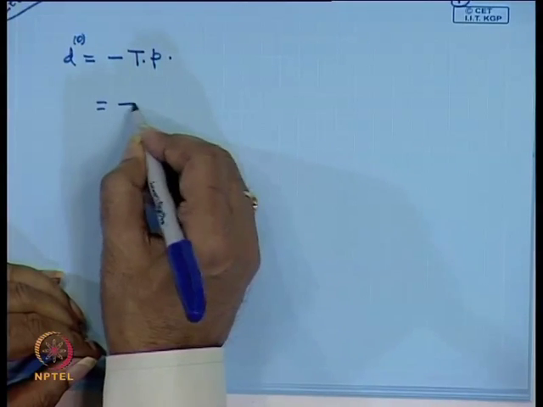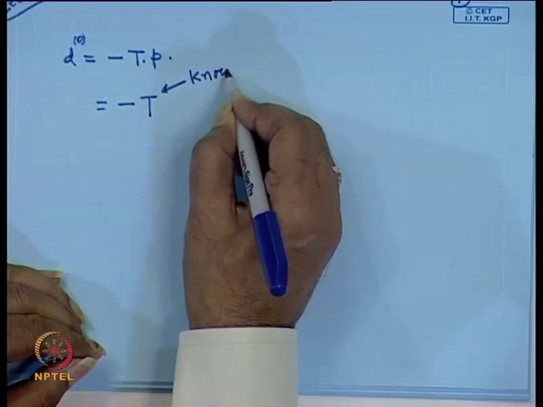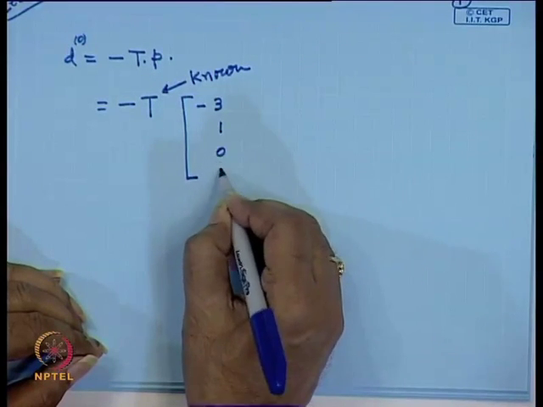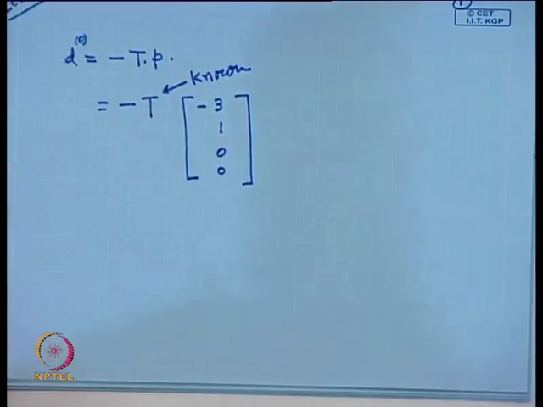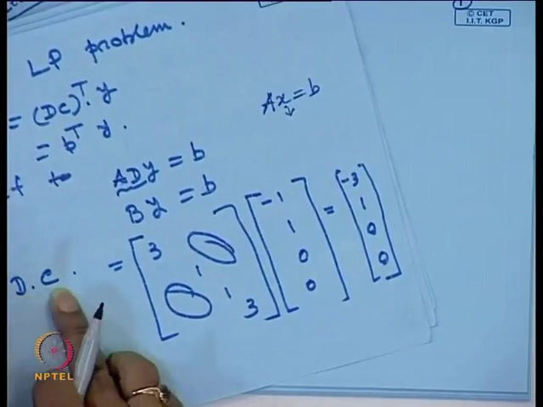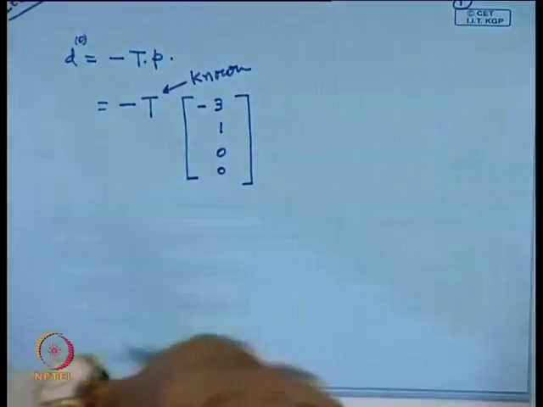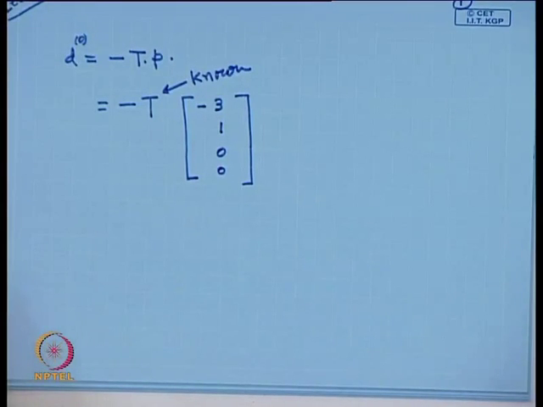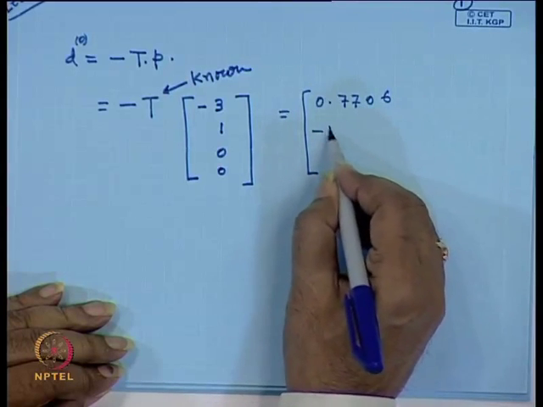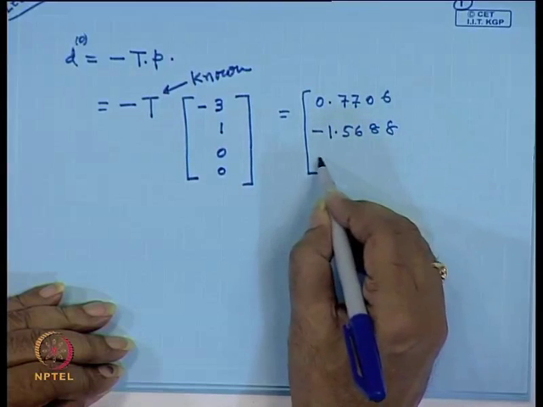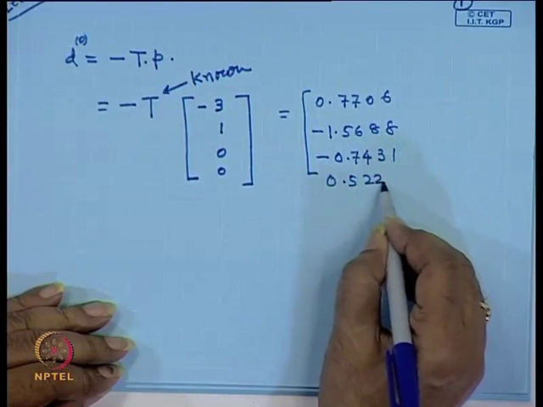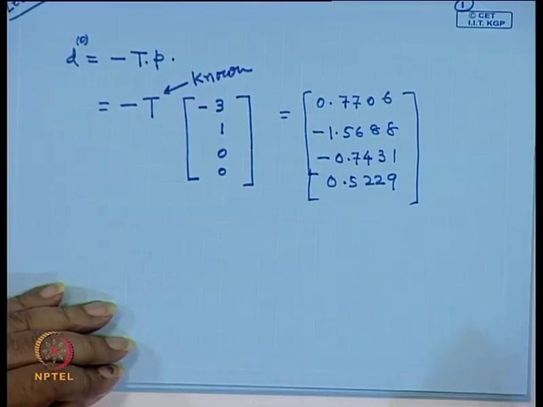So, this T value is known, and the p value we have just calculated. P is equal to D into C. If you see this, our p is nothing but D into C, this value I am writing. If you calculate that one, it will come 0.7706, minus 1.5688, minus 17.431, then 0.5229. So we know the descent direction. Agree?